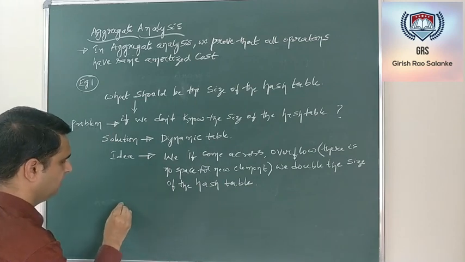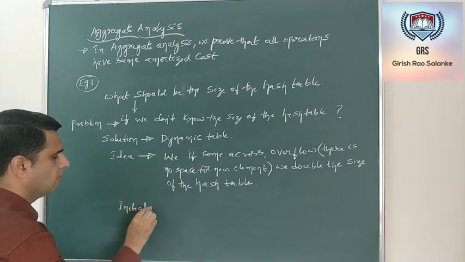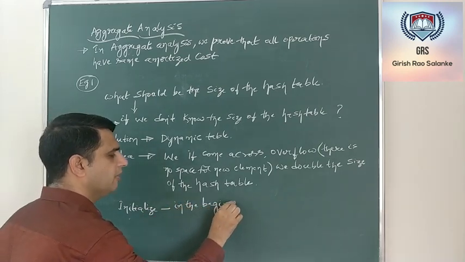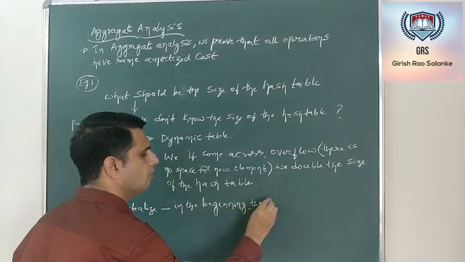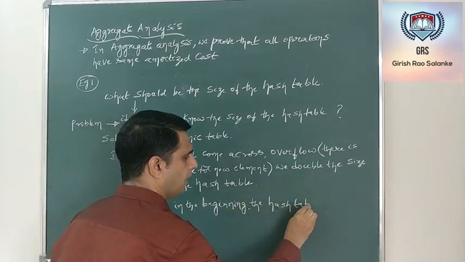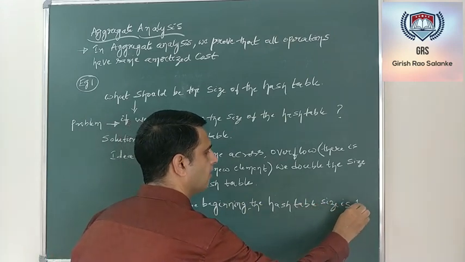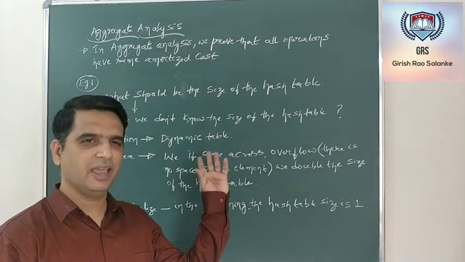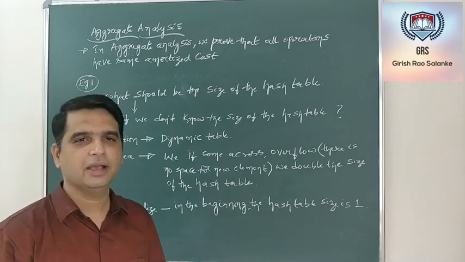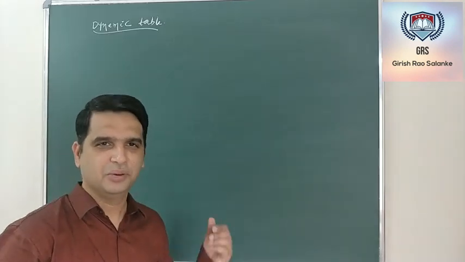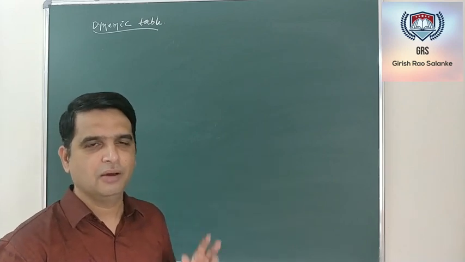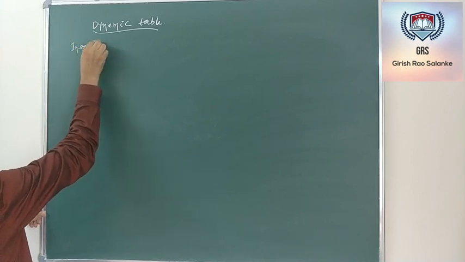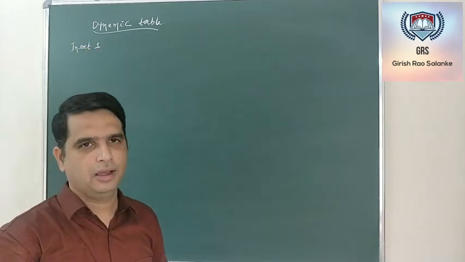And we will initialize that in the beginning, the hash table size is 1. To understand what we mean by aggregate analysis, we'll take this example, the example of a dynamic hash table. Coming to the dynamic table, as we discussed, now let me assume that I want to insert 1 onto my hash table.